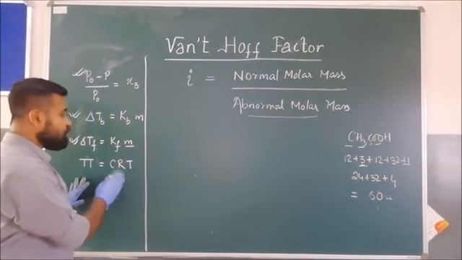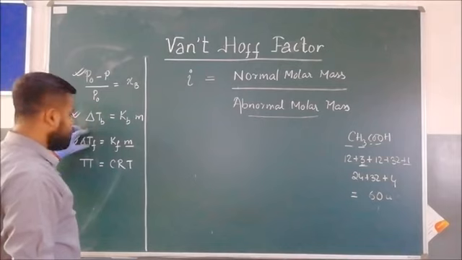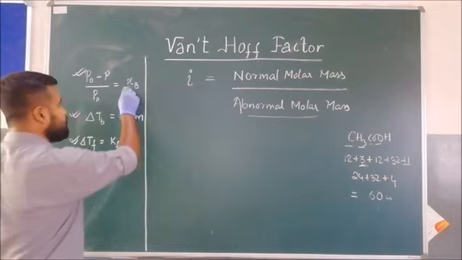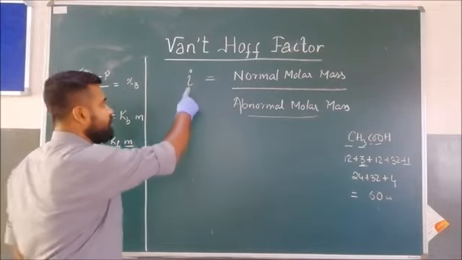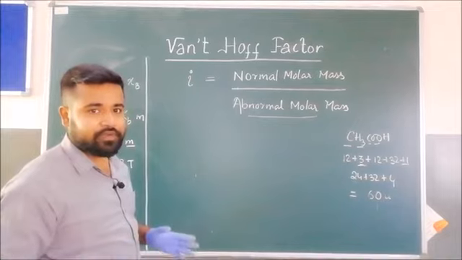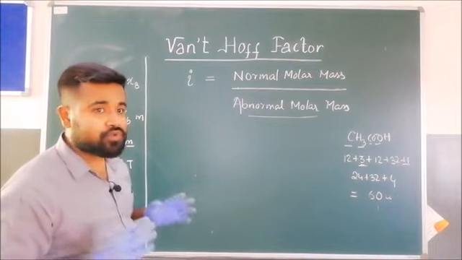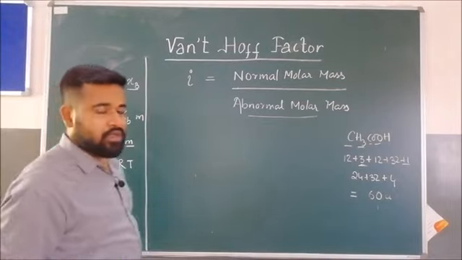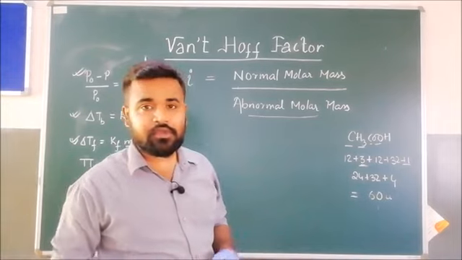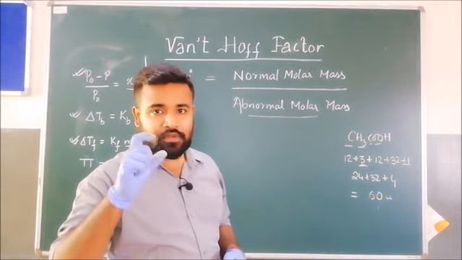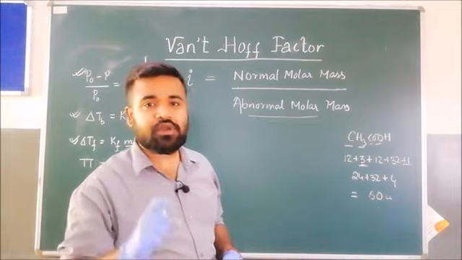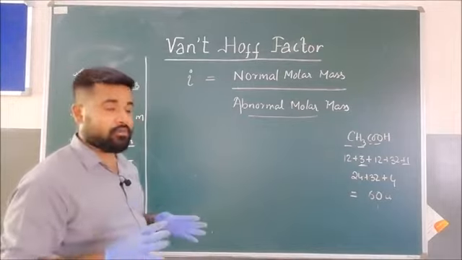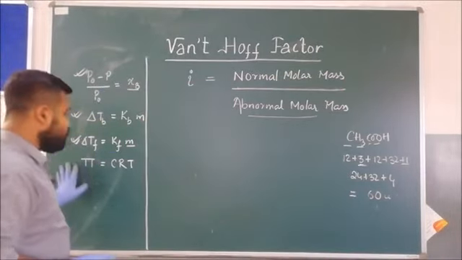So in this case, we are measuring the colligative property from some formula. Actually, what is the importance of the Van 't Hoff factor? The Van 't Hoff factor is used to calculate the molar mass. Here XB means the mole fraction of solute. In the mole fraction, the number of moles equals given mass by molar mass. So here we can also find out the molar mass.